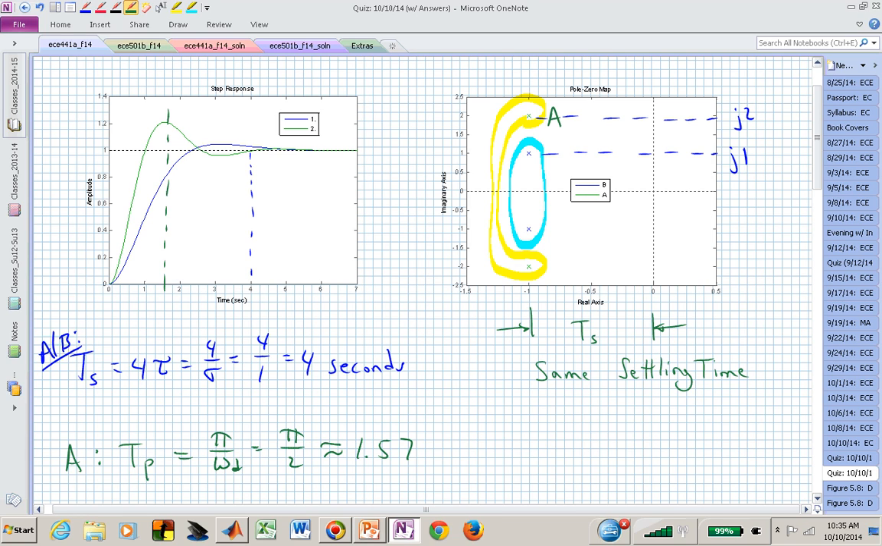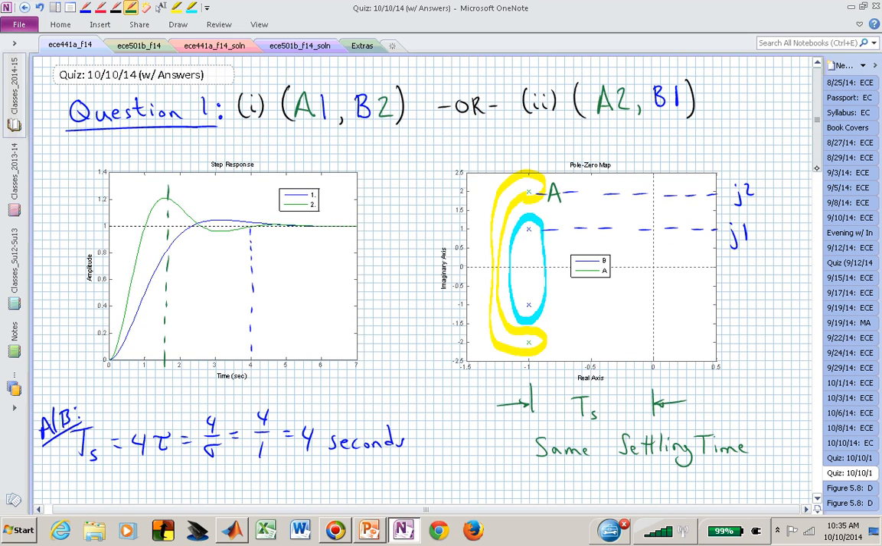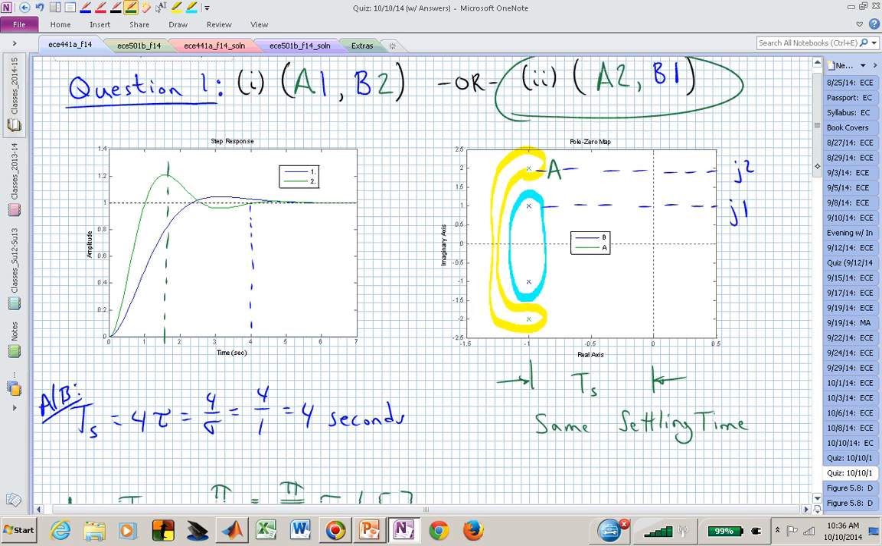So in that case, it indicates that we need to match up pole pattern A with transient performance 2. And if we look at that relative to this particular result, then it looks like our answer would be A2, B1, or item number 2.